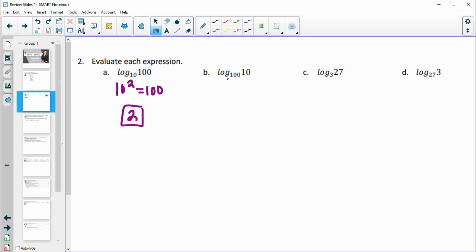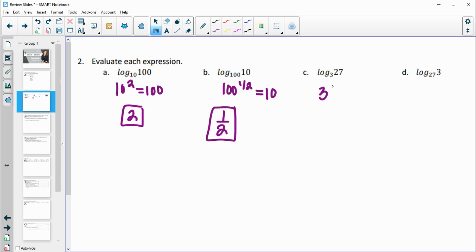So what exponent on 100 would go back to 10? And so that's just this exponent, but the reciprocal of it. So 1/2. So 100 to the 1/2, or the square root of 100, gives us 10. So that's going to be 1/2 or 0.5.